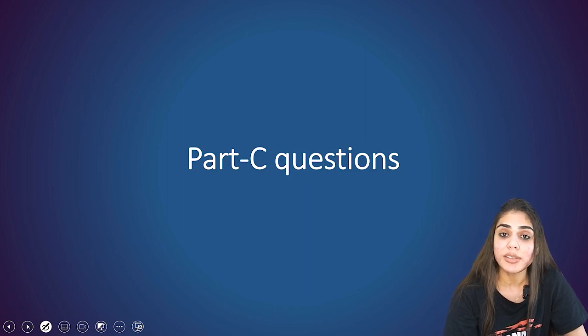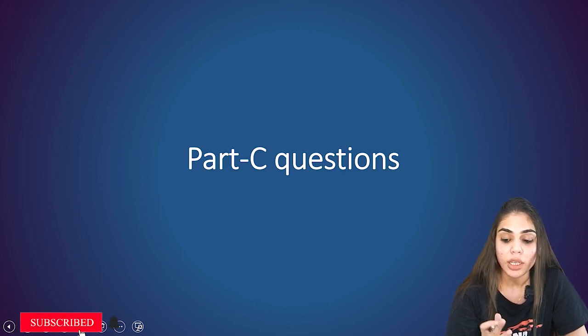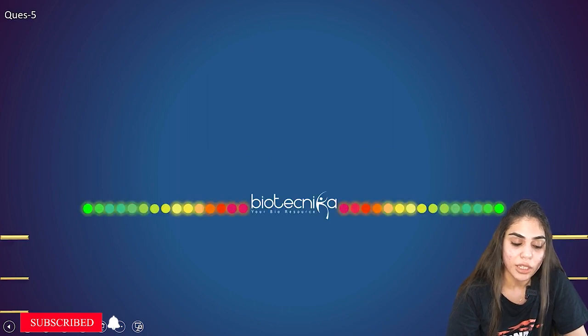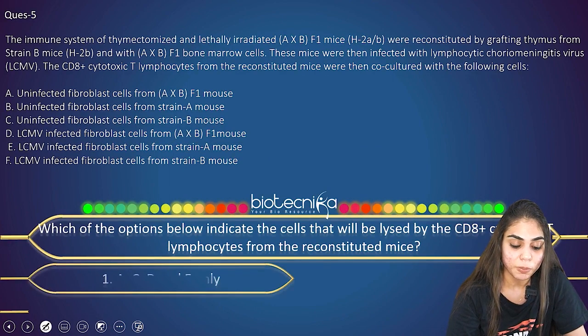So now we have just seen 4 questions of part B that was asked in unit 4, cell communication and cell signaling. Now let's come to part C questions, and we will discuss all part C questions that are asked in this unit.